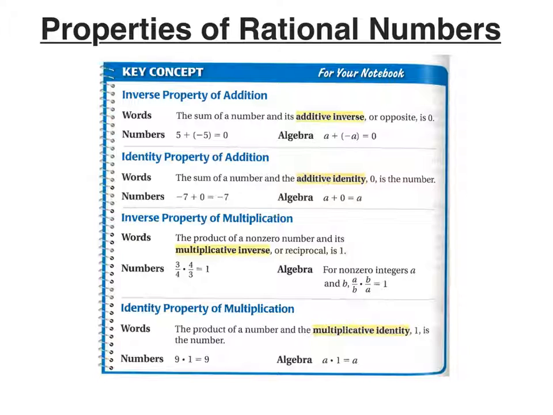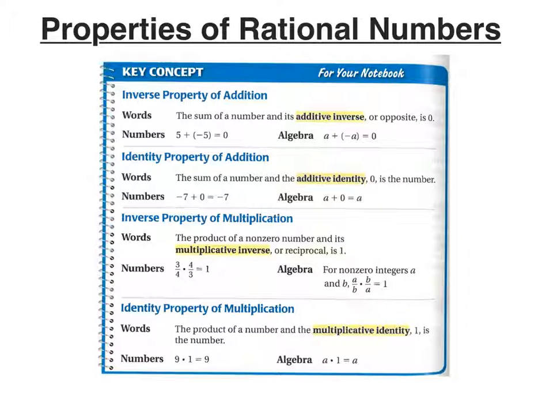The identity property of addition says that the sum of a number and the additive identity 0 is the number that you started with. Negative 7 plus 0 equals negative 7. The identity of the number doesn't change. That's why it's called the identity property. So if we take any number a and we add 0, we will always end up with a. That's why 0 is called the additive identity.